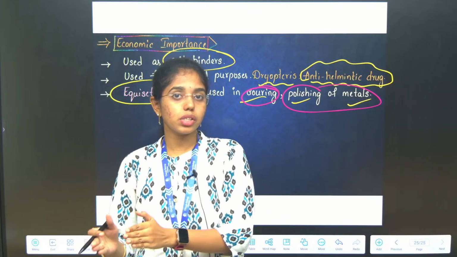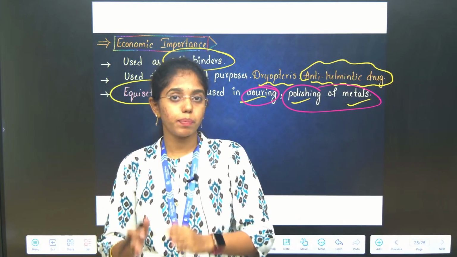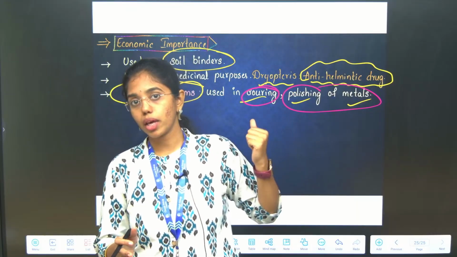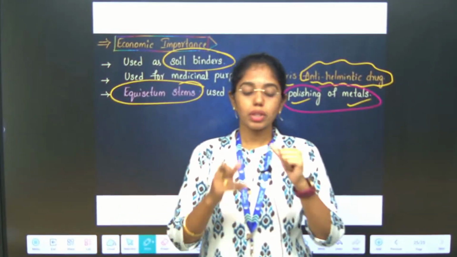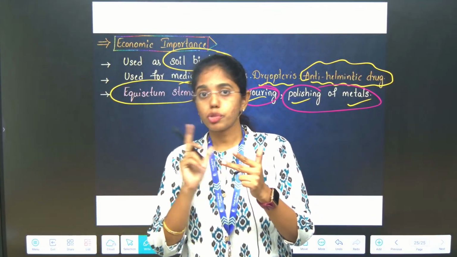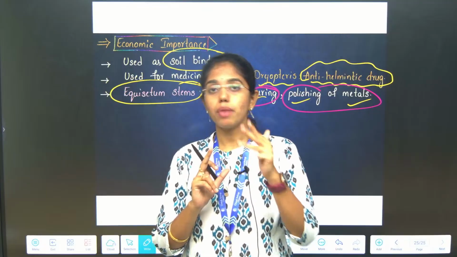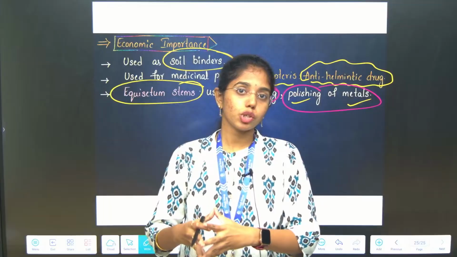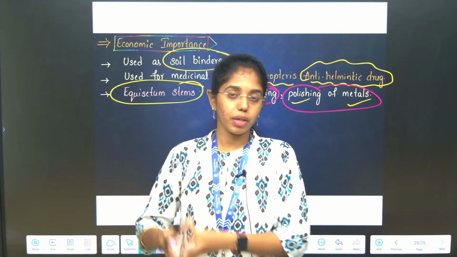Tomorrow in our next session, when we are solving EAPCET PYQs, you will get to know how important this class is. So come prepared with algae, bryophytes, pteridophytes, and methods and types of classification of the plant kingdom and branches of taxonomy. Tomorrow we will deal with gymnosperms and angiosperms, and then we will solve EAPCET PYQs.